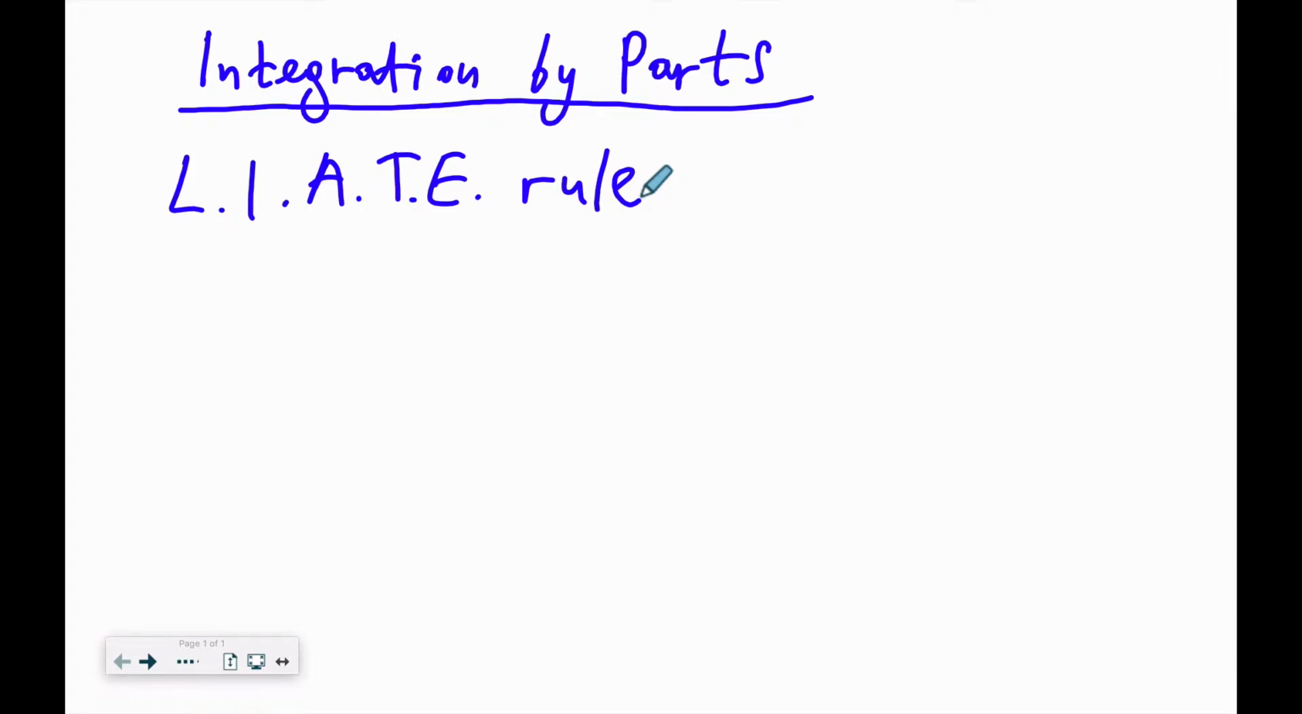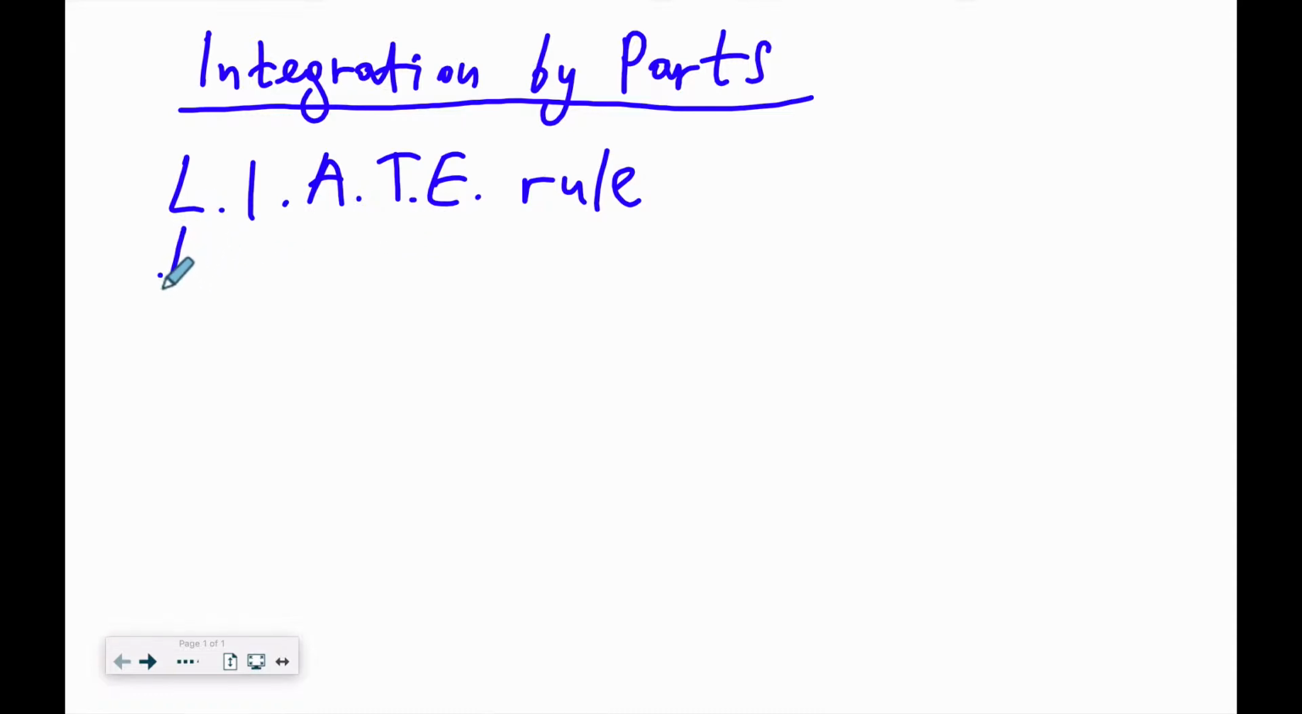Welcome to another class in calculus for the integration by parts. In this class, I'm gonna show you guys one of the rules that you can use to do integration by parts easier, faster, and simpler. So you guys might be wondering, what is this LIATE? Why is it here? So actually, LIATE is very helpful to do integration by parts. I'm gonna show you how.